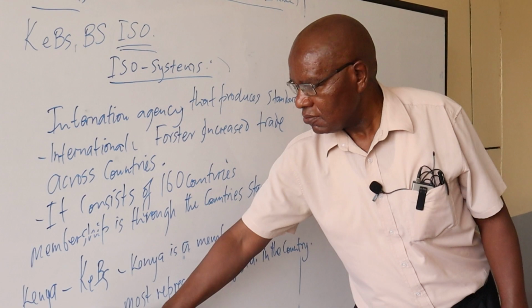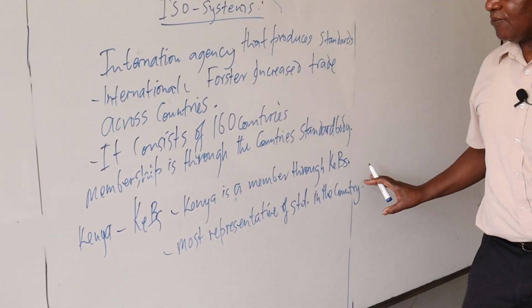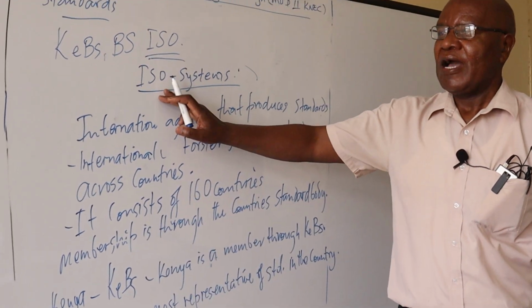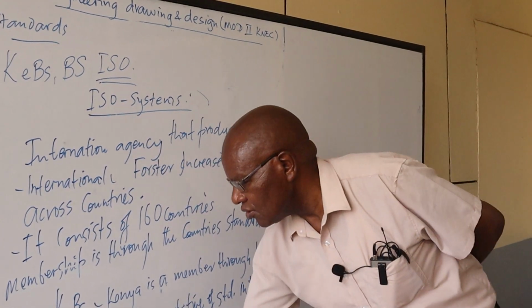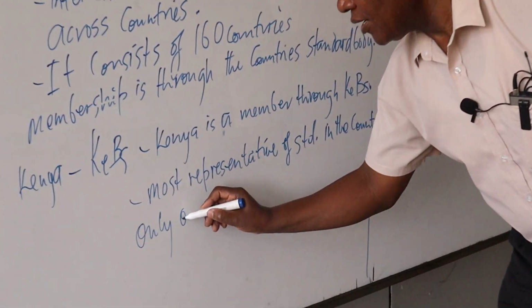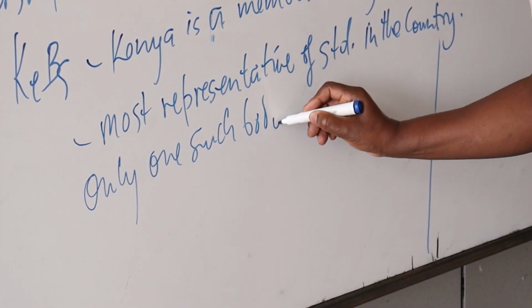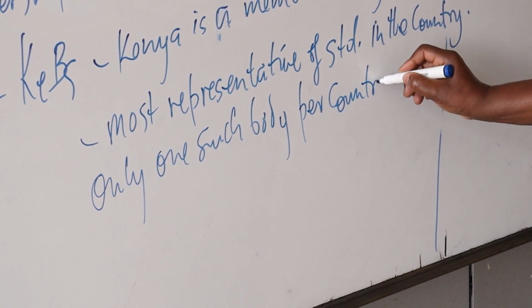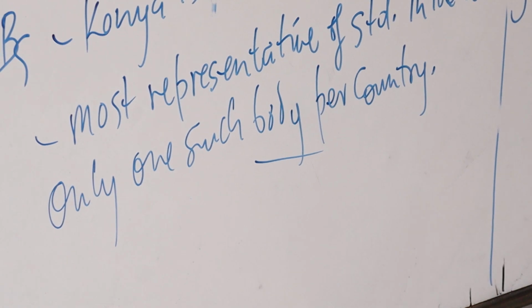So the standards body with the most representatives is the one that will be recognized by ISO. And it's only one such body per country.